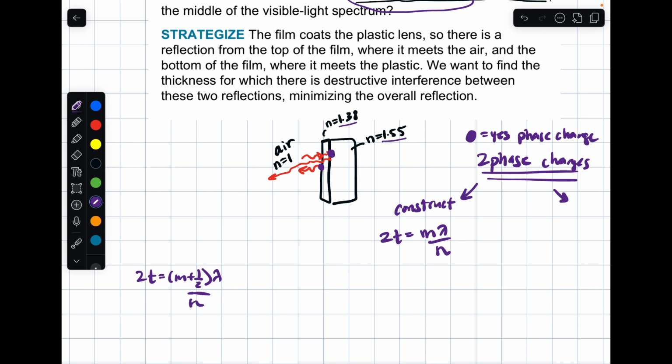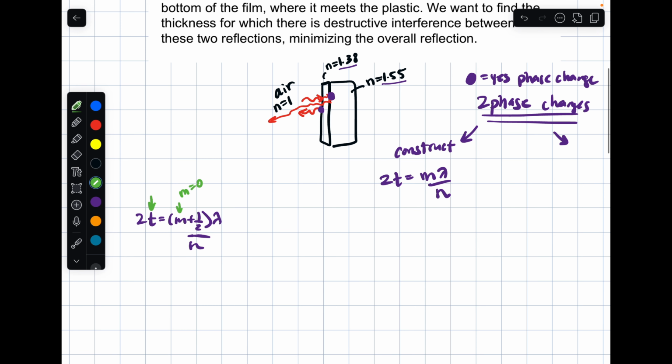And what are we solving for? The thinnest possible film. Well, the thinnest possible film is going to be the film with m equals 0, right? Because when we solve for t, we can't change the wavelength, and we can't change the index of refraction of the film. So what we can reduce to be as small as possible is m. So we're going to use m equals 0, and we'll solve for t. And then divide by 2, so there's another 1/2 there. And so the minimum thickness of the film is going to be lambda over 4n.